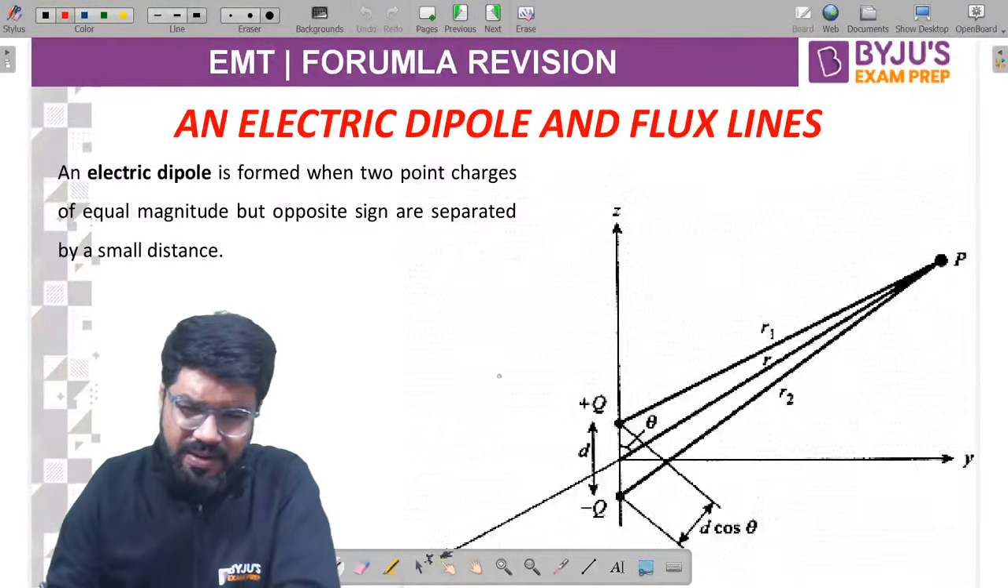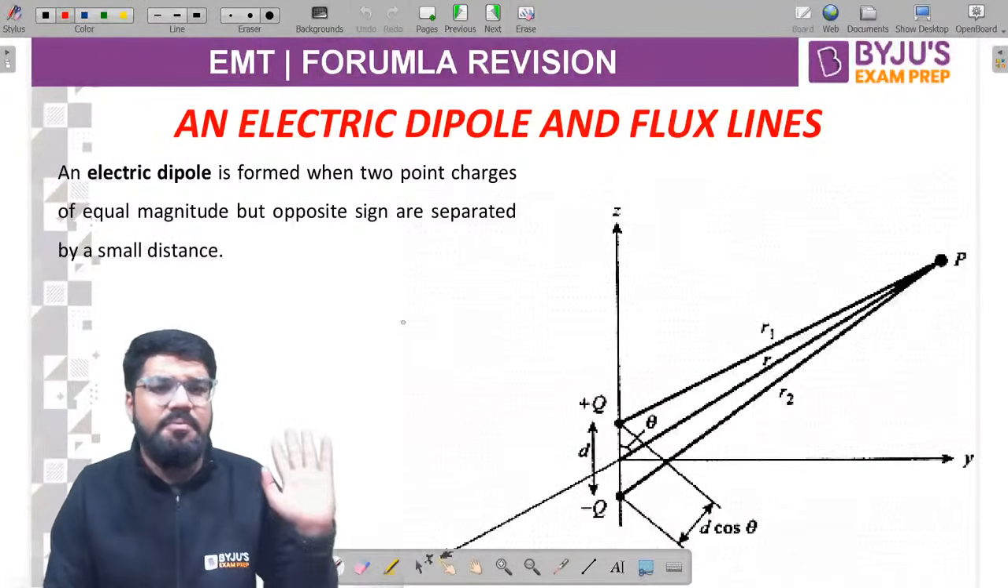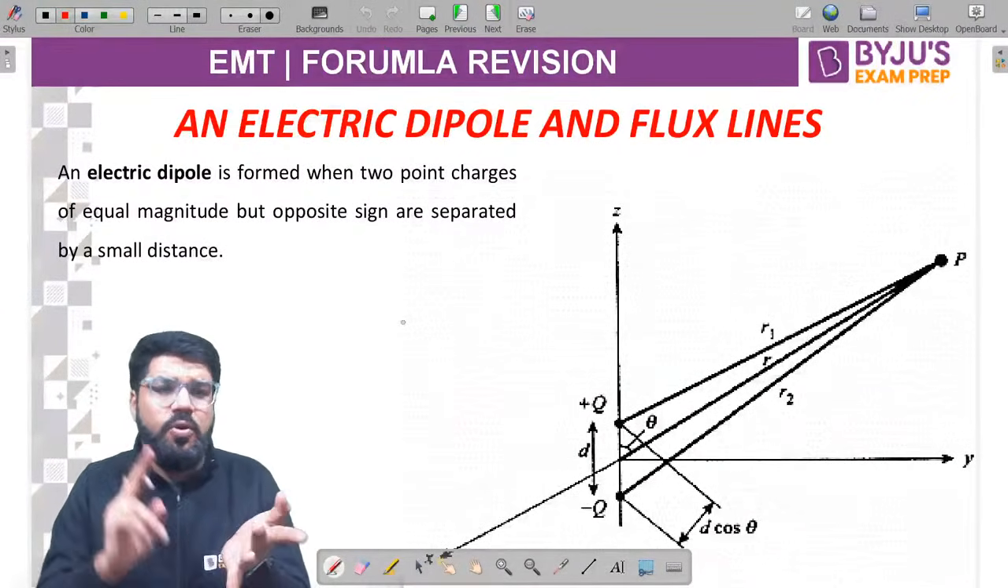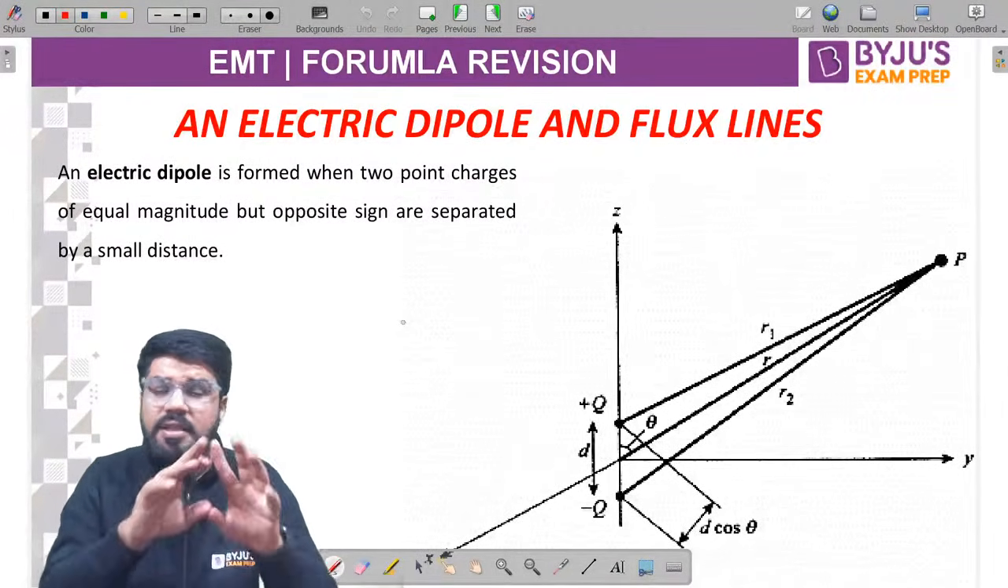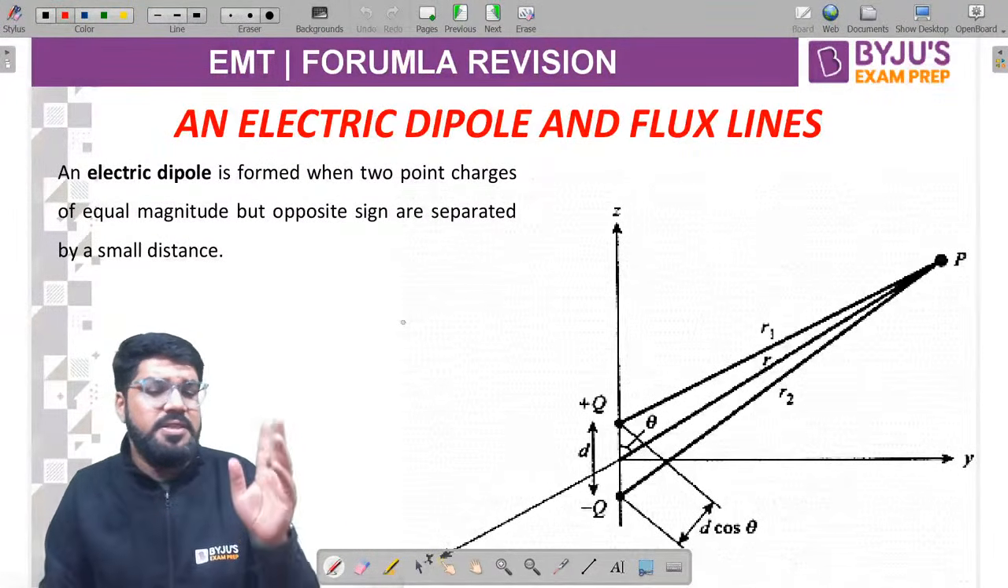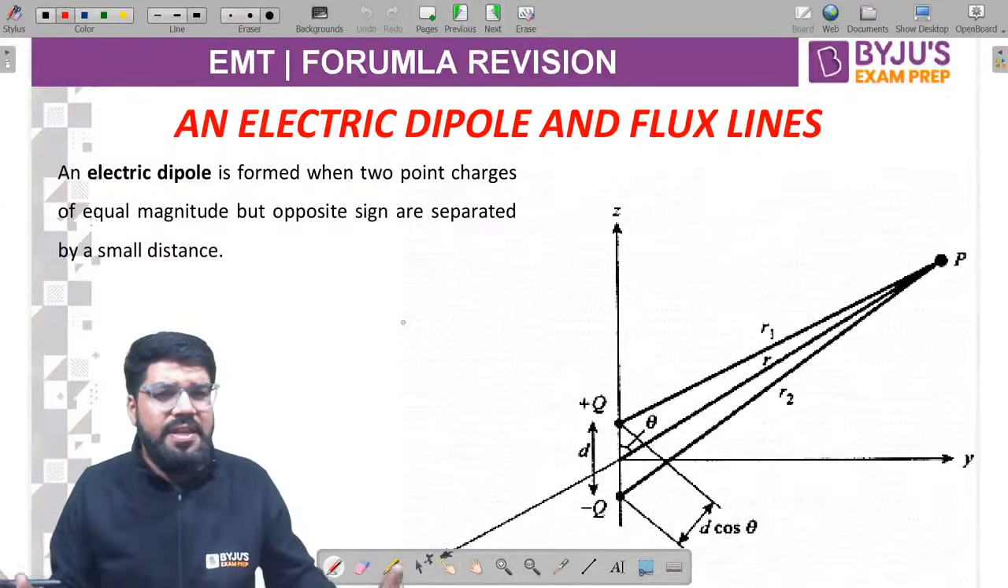Okay, electric dipole, moderately important. All the topics before this were very, very important: electric field, Coulomb's law, electric potential, Gauss law, the concept of flux, the 2-3 formulas related to the potential. But these are moderately important. Energy density is very, very less important.